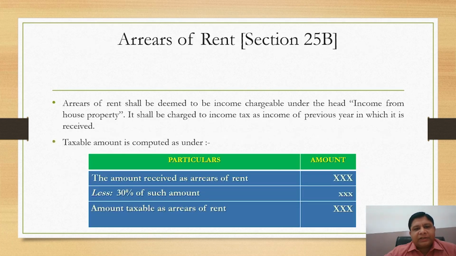Moving further, arrears of rent. It is deemed to be income chargeable under the head income from house property. It shall be charged to income tax as income of the previous year in which it is received. For calculation purposes, the taxable amount is the amount received as arrears of rent less 30% of such amount. After deducting this 30%, the amount coming is treated as taxable arrears of rent. This 30% deduction is a standard deduction under section 24.